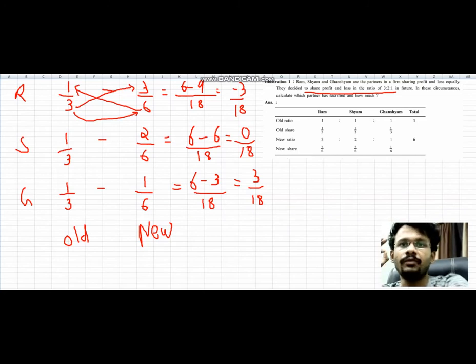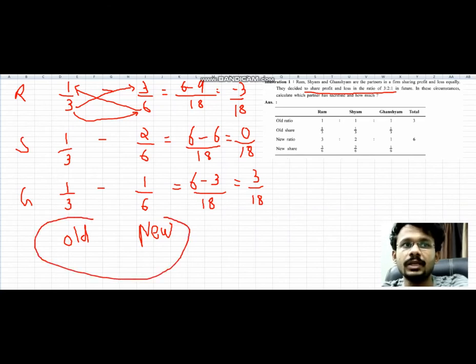Now concentrate very well, friends. Here we are finding sacrificing ratio. How did I come to know that we are finding sacrificing ratio? Because it is old minus new. Old ratio minus new ratio.